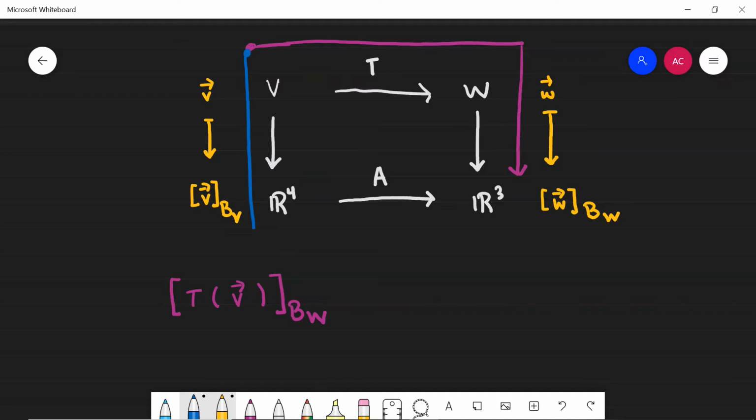So I'm going down here first, right? I started off with my vector V, and I went vertically downward first. Instead of going to the right, instead of applying T, I'm going down and I'm applying the coordinate map. So I'm looking at my coordinate vector with respect to my basis for V. All right. So that's the first leg of this path. The second leg is, of course, going horizontal this way.